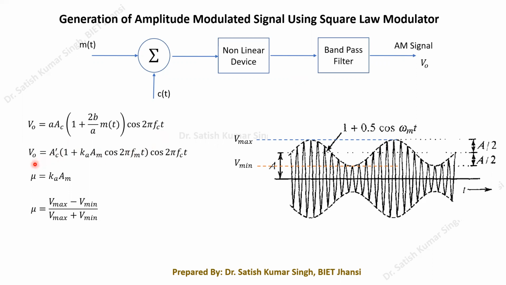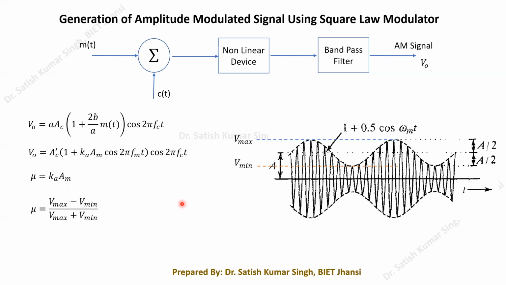Ultimately this expression can be rewritten as V output equals A c dash (1 + ka Am cos 2 pi fm t) cos 2 pi fc t. Considering that our m(t) is a sinusoidal signal, m(t) is nothing but your message signal. The message signal can be anything, but here just for simplification, we are taking m(t) equals Am cos 2 pi fm t. You should remember that here the message signal frequency should be much lesser than the carrier frequency. Then we can define a term called the modulation index, which will be equal to ka multiplied with Am. So we can further calculate mu.